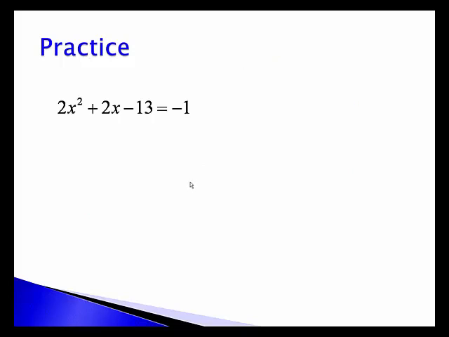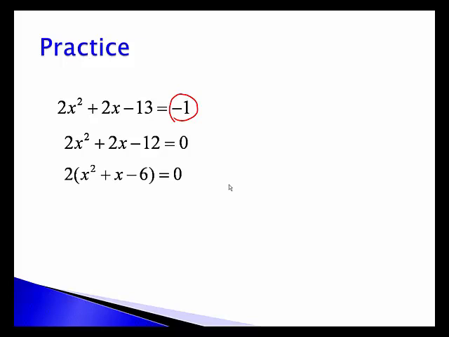This time I want you to notice it is not equal to 0. But can I make that happen? Well, if I simply add 1 to both sides, I would get 2x squared plus 2x minus 12 is equal to 0. I'm now in a position that I could factor this. If you can, you should stop the video now, factor this one, and get your solutions. If not, then follow along with me. You should have factored out a 2, and that would give you 2 times x squared plus x minus 6 is equal to 0.